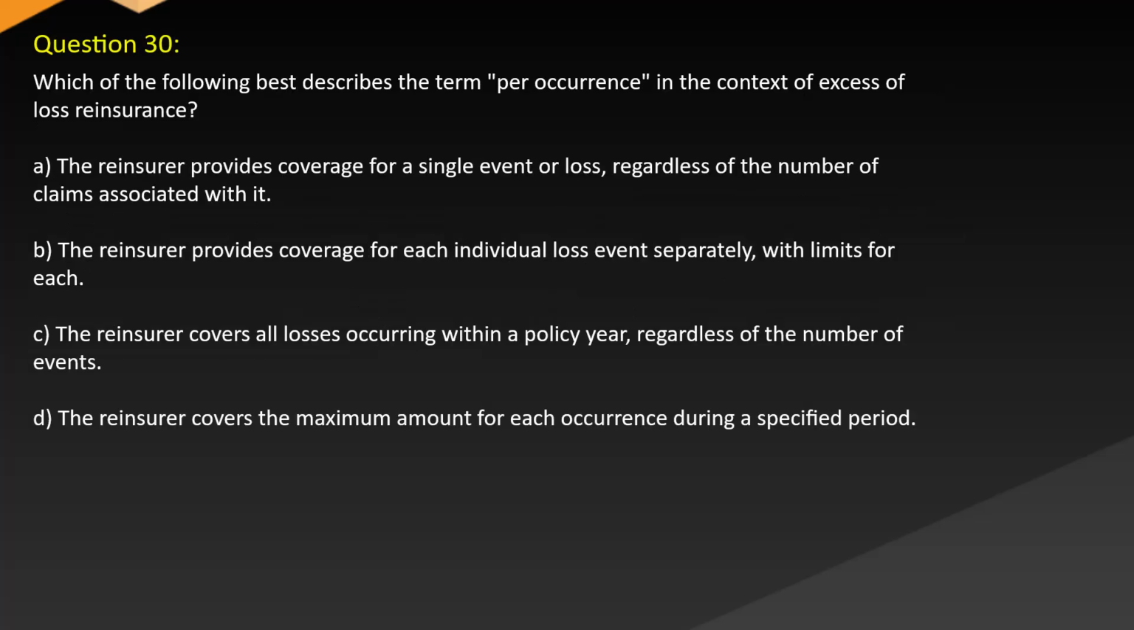Question 30. Which of the following best describes the term per occurrence in the context of excessive loss reinsurance? A. The reinsurer provides coverage for a single event or loss, regardless of the number of claims associated with it. B. The reinsurer provides coverage for each individual loss event separately with limits for each. C. The reinsurer covers all losses occurring within a policy year, regardless of the number of events. D. The reinsurer covers the maximum amount for each occurrence during a specified period.